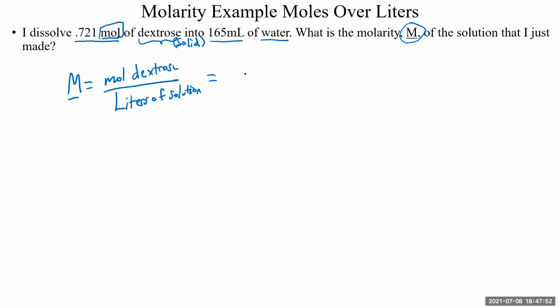So we just take our moles of dextrose, 0.721. Again, we don't even care what its formula is. And we divide by, well, we don't have liters. Remember, milliliters is not liters. So we have to convert. Don't just plug the numbers in. Make sure you are fulfilling the definition of what molarity means. It means moles per liter. So be careful about that.